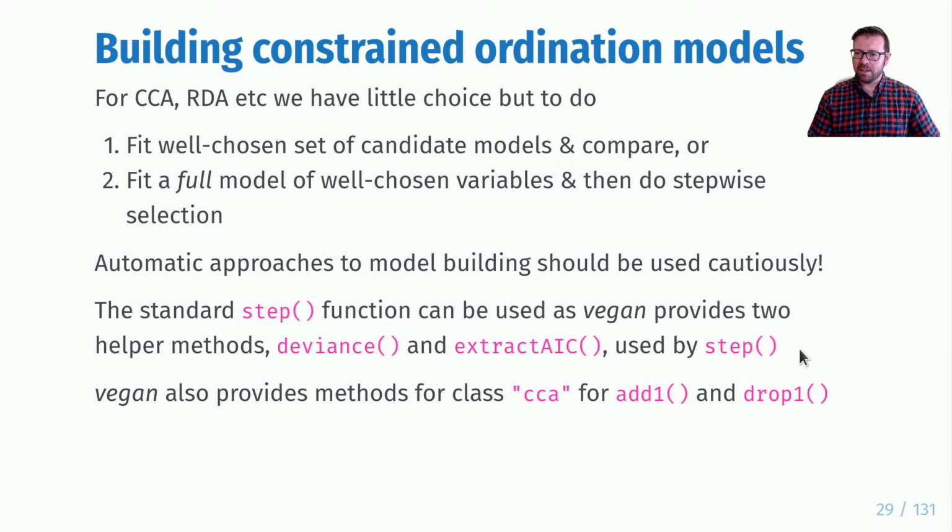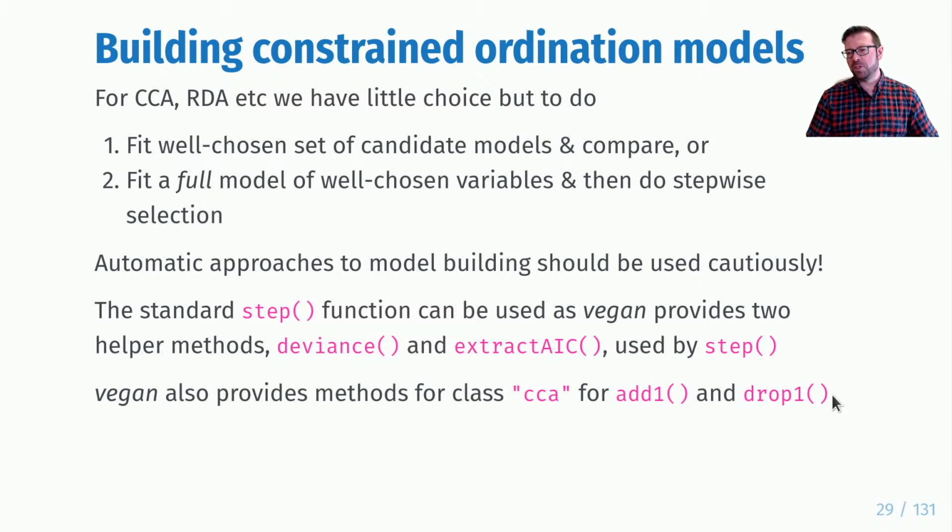AIC is a bit of a kludge for ordination techniques, so don't take this too seriously. And I'll show you in a minute there is actually a better way of doing the stepwise selection than using the step function. If you want to do things manually, then those of you who have done a lot of regression-like modeling in R might be familiar with the add1 and drop1 commands.